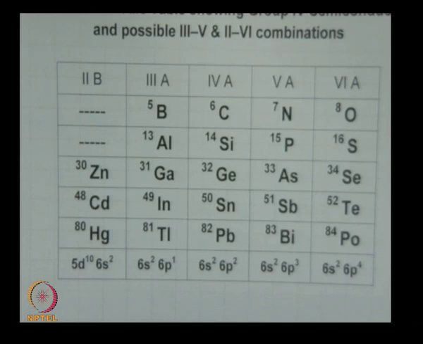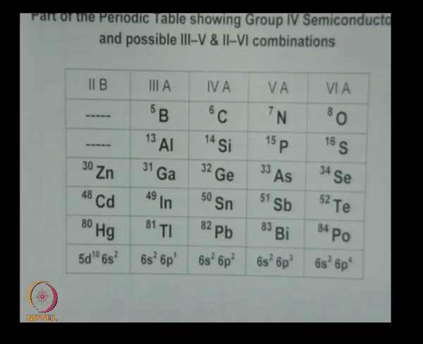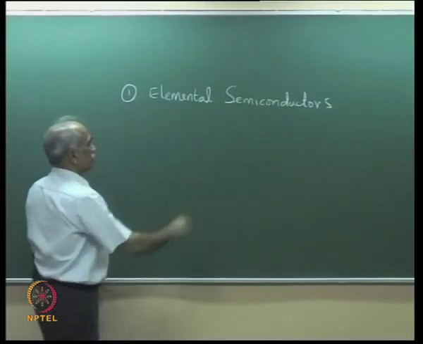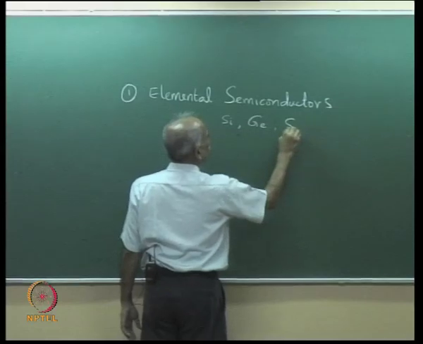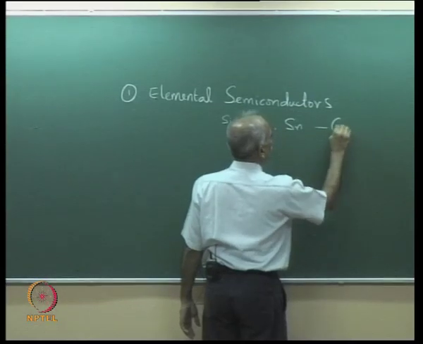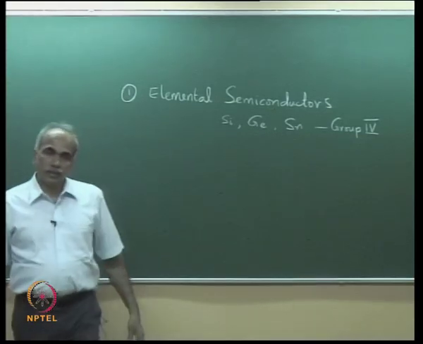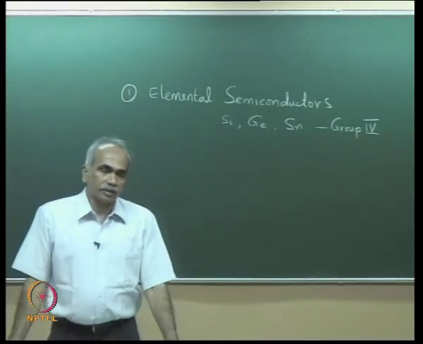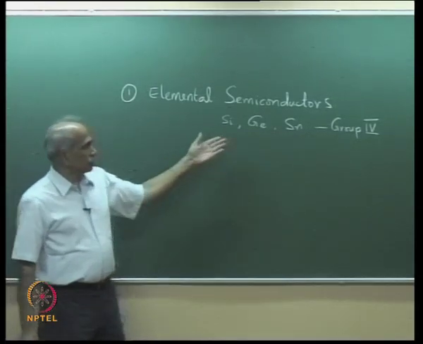The common elemental semiconductors comprise group 4 elements. So, elemental semiconductors: the most common elements are silicon, germanium and also tin. All group 4 elements. As an element, these are semiconductors, which means the basic definition of semiconductor holds good: silicon, germanium and tin.